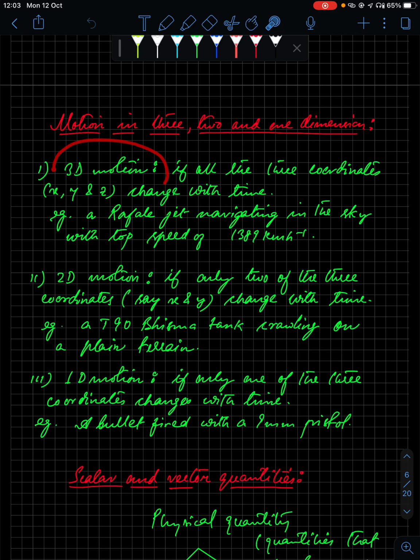And the third one is three dimension. Here all the three coordinates change. A bird flying in space can be an example of three-dimensional motion. Here we have plotted the example of the Rafale jet. Everyone is aware of this. The Rafale jet is navigating in the sky with a top speed of 1389 km per hour. It was recently purchased, the deal happened long back, but five planes were delivered to India recently. More are still on the way.